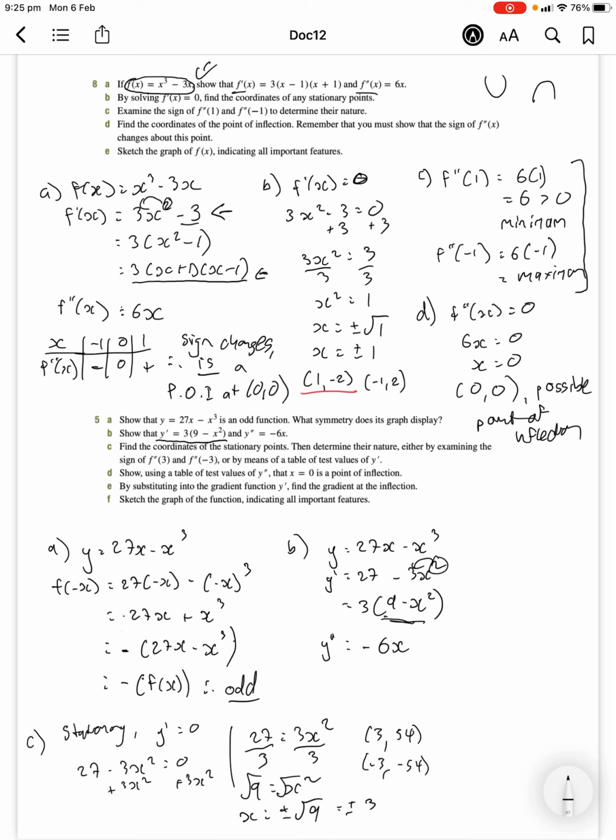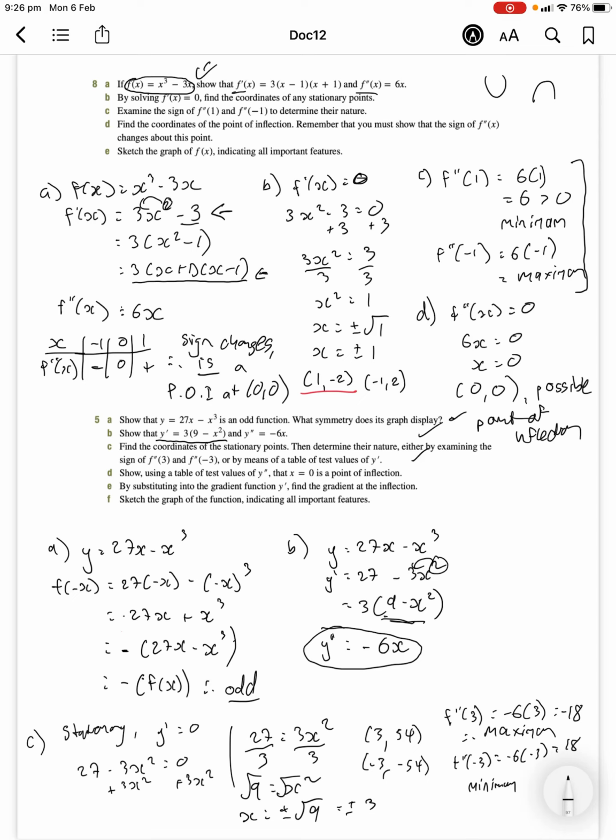We can determine their nature, once again, using the second derivative. Because I already have the second derivative here, it's going to be a little bit easier. It's also going to be faster, and as you can see, I'm kind of running out of room as well. So let's put 3 into the second derivative. It's negative 18. It's less than 0, so it's a maximum. And if I put in negative 3, I get positive 18, greater than 0, so it's a minimum. We've got the 2 values of my stationary points. We've completed A, B, and then C.